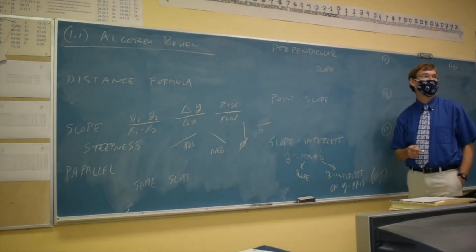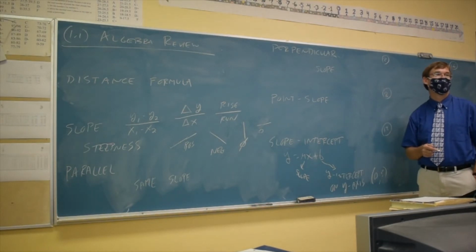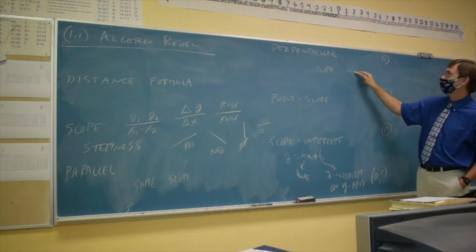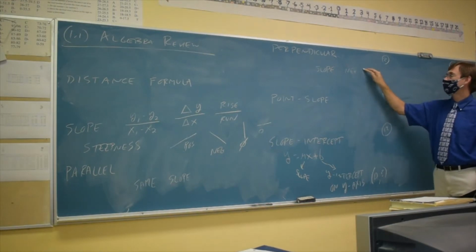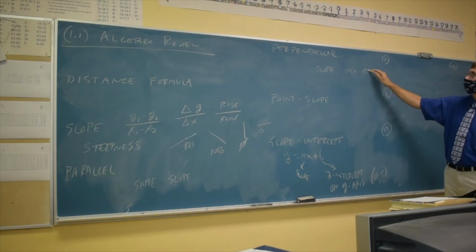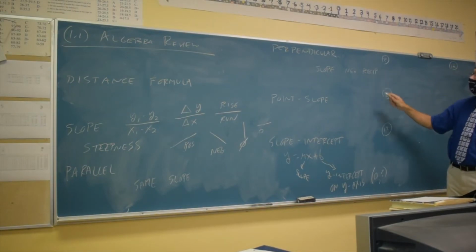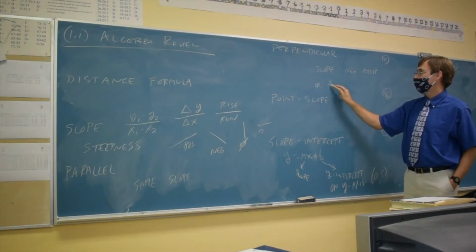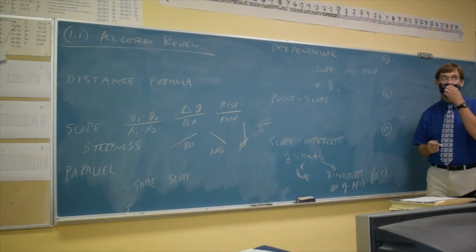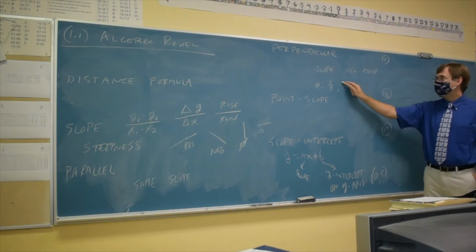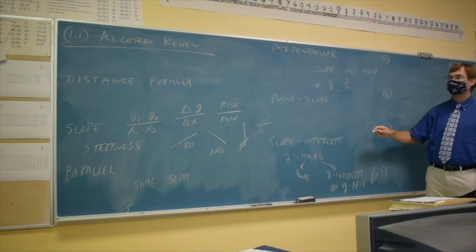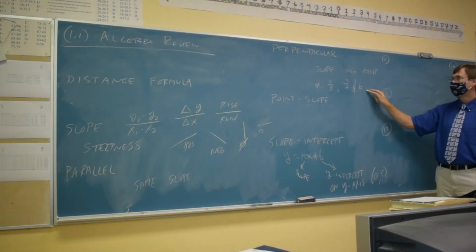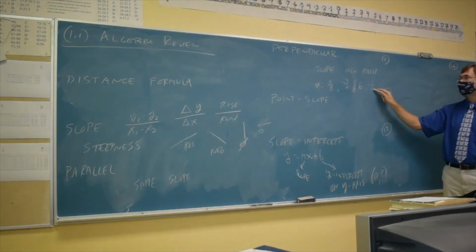Anybody remember that? Slopes have to be negative reciprocals. So for example, if one line had a slope of 2/3, the partner slope has to be negative 3/2. Or if I said 6, negative 1/6 is its friend.